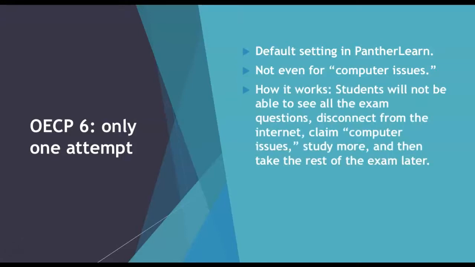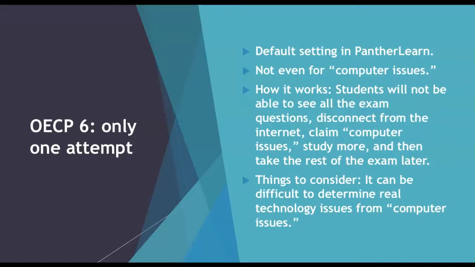So how this works to curb cheating is students will not be able to see all of the exam questions and then purposefully disconnect from the internet and claim that they've had computer issues, study some more or talk to a friend, and then try to get another attempt to take the rest of the exam later. I'm not arguing that this is a common phenomenon, but it is something that does happen, and it's something that we can prepare for. Something to consider, however, is that it can be very difficult to determine real technology issues, which do happen, from quote-unquote computer issues. But let's look at those attempts in PantherLearn.